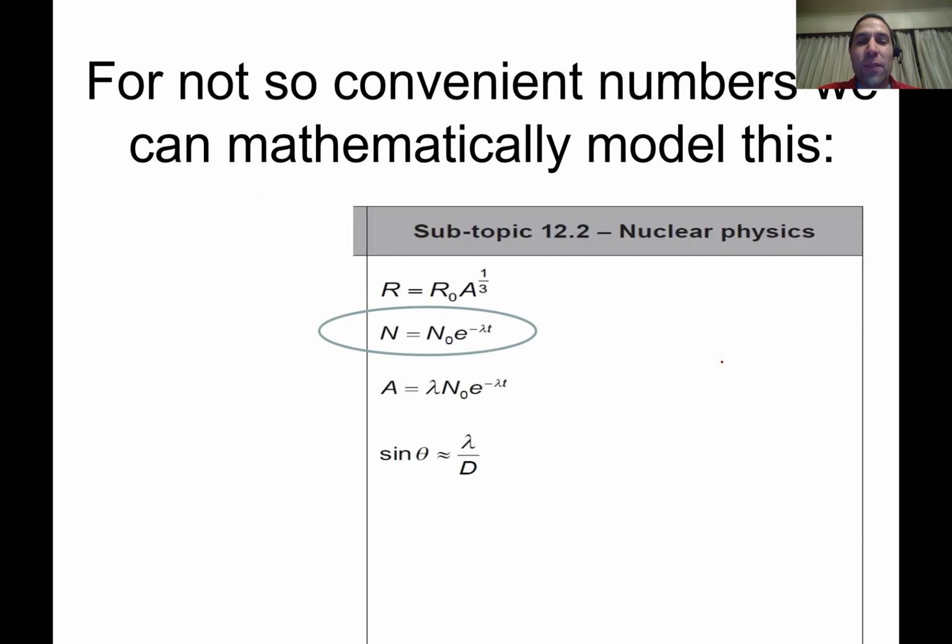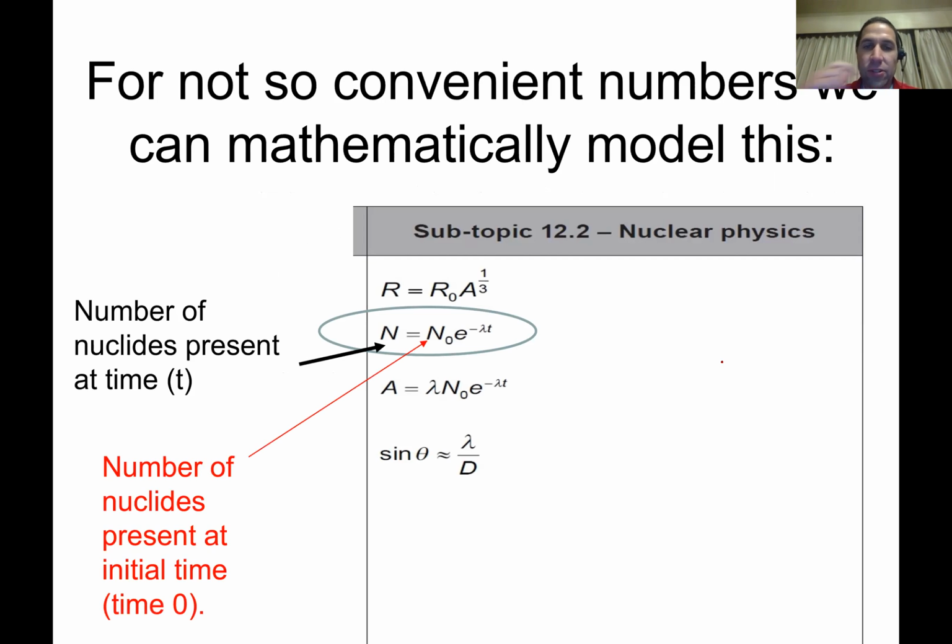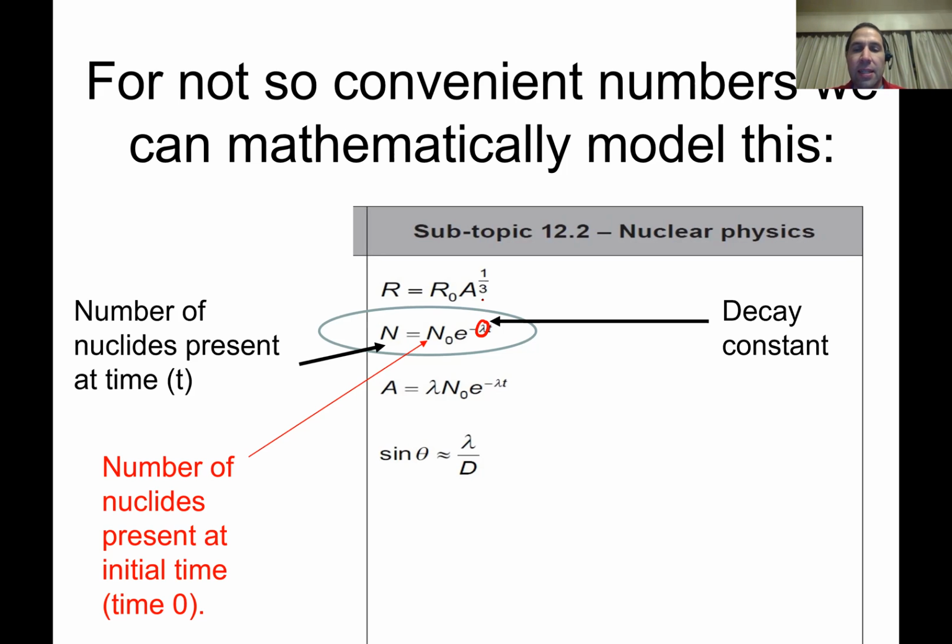Okay, so for not so convenient numbers, if you look in your data booklet at subtopic 12, in the additional higher level topics, you're going to see this equation here that I've circled. And notice I have again the N, which is the number of nuclides present at a given time t. I have the original number of nuclides present at the initial time 0. And then I have this e to the negative lambda t. Now let's make sure we understand what the lambda means. The lambda, this guy right here, is the decay constant.